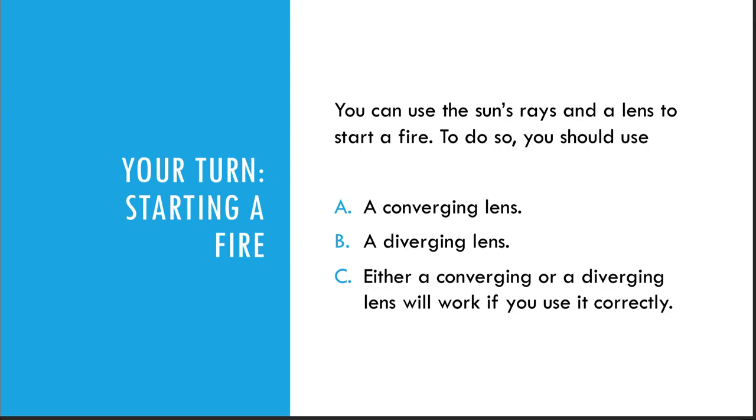Let's take a look at this question here. You can use the sun's rays and a lens to start a fire. What type of lens should you use? Well, if you want to start a fire with the sun's rays, then you want all of those rays to come together. And that is what a converging lens is going to do. It's going to bring them all together.